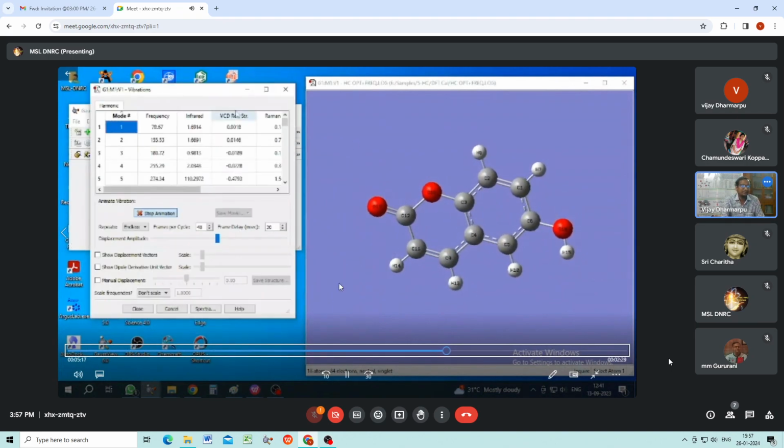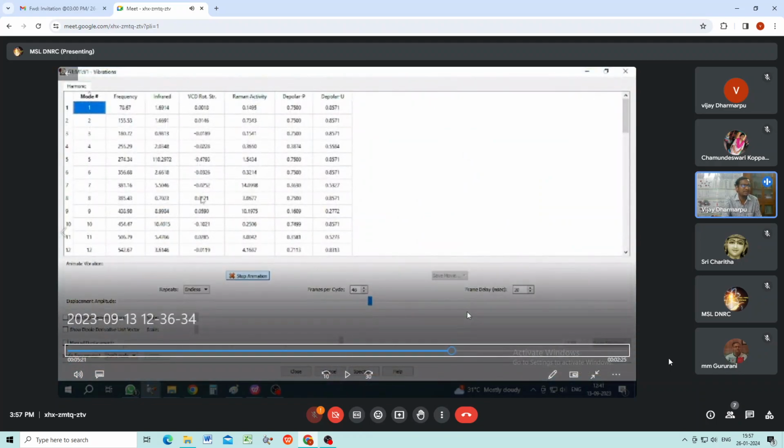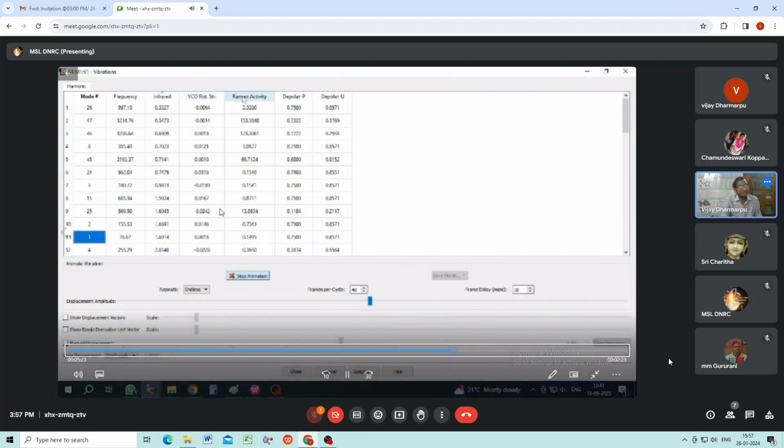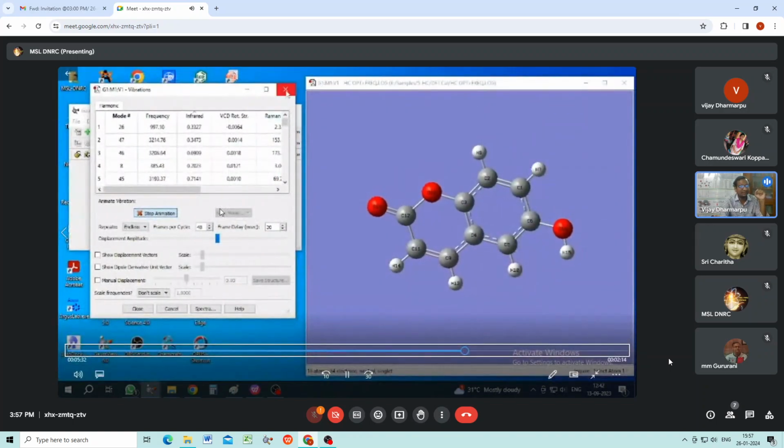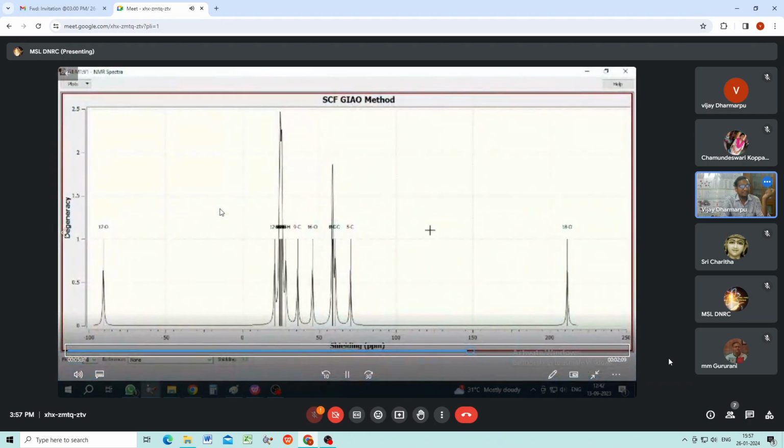If it's not good, we just leave it and change the molecule. See here the Raman activity, infrared frequency, and dipole moments. We can see the things by numbers. The numbers tell what the vibration is, what the frequency is, what the intensity is, and the rotational values we can see. SCF, and this is the NMR spectra.